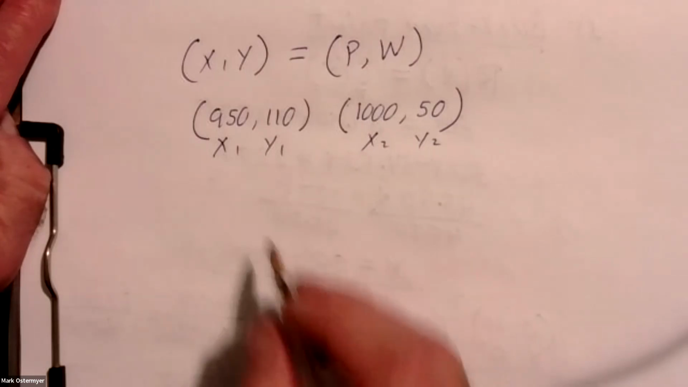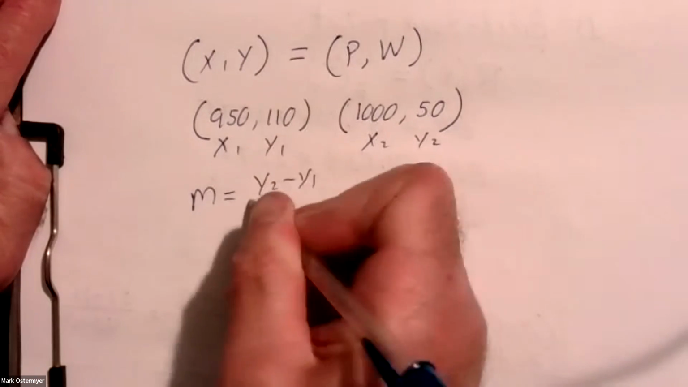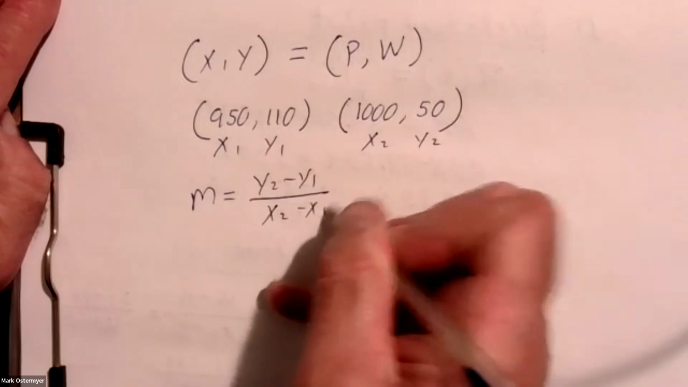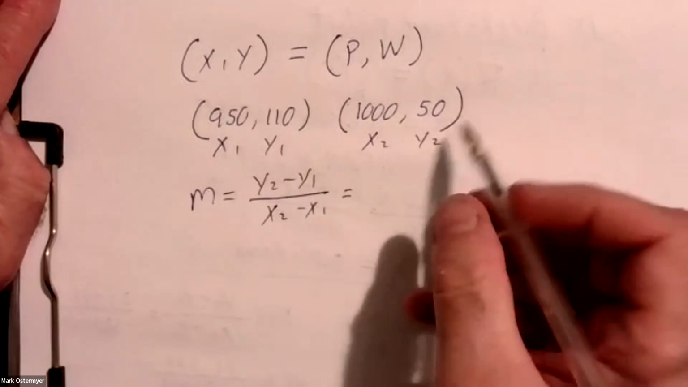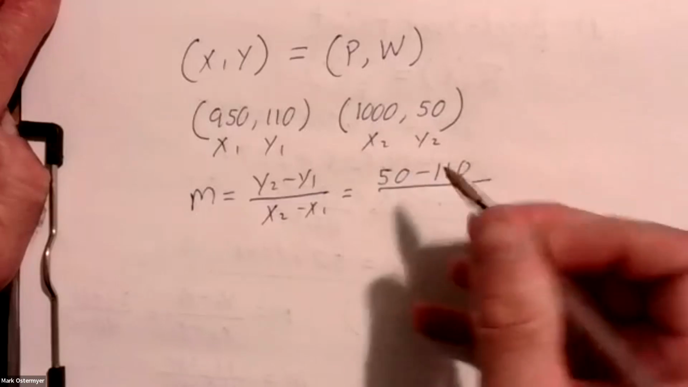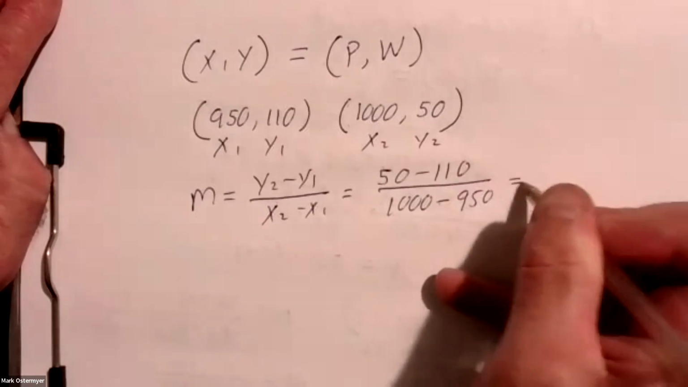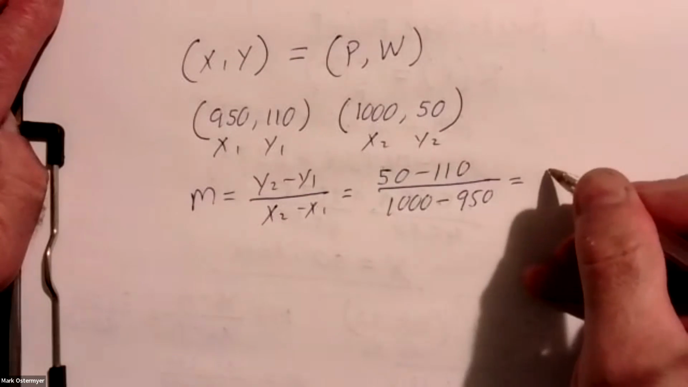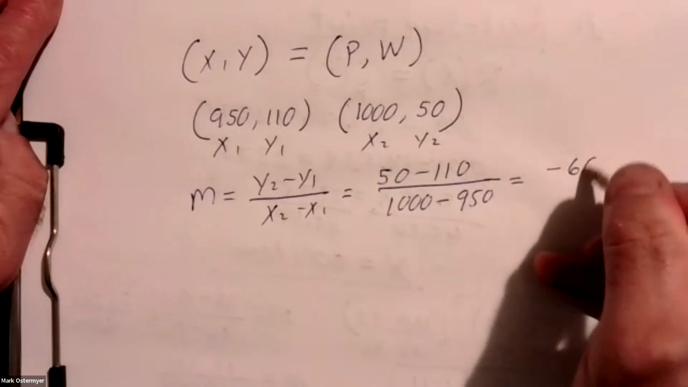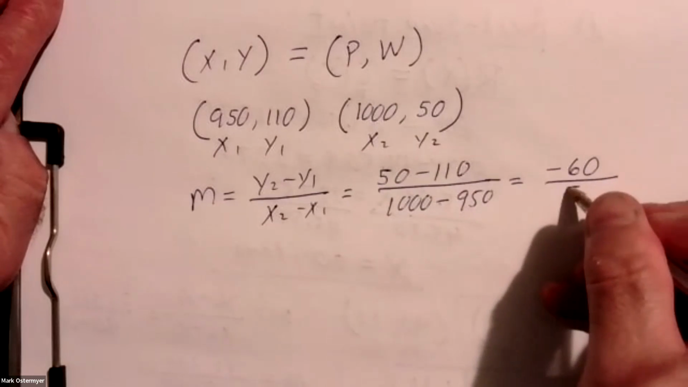First, I need to find the slope of this line. So the slope is going to be found by taking Y2 minus Y1 over X2 minus X1. Feeding the values into the formula here, we have 50 minus 110 divided by 1,000 minus 950. 50 minus 110, I believe, is going to be negative 60. 1,000 minus 950 is going to be 50.